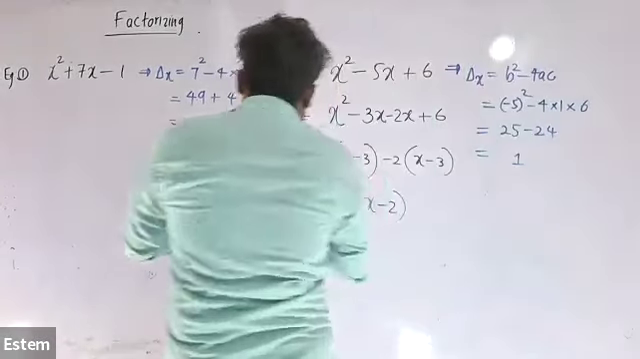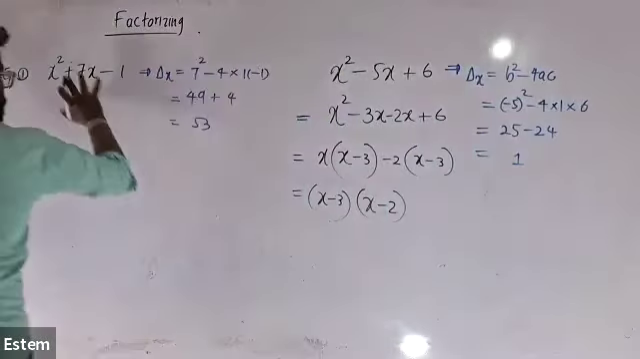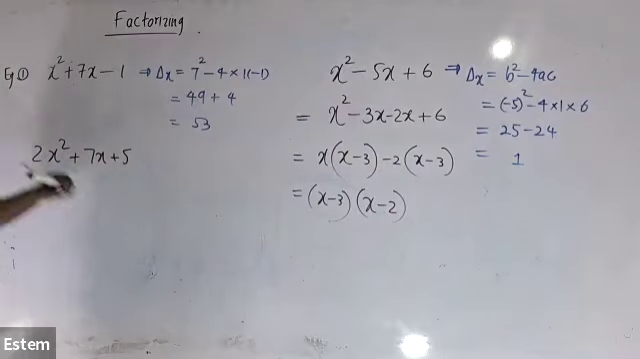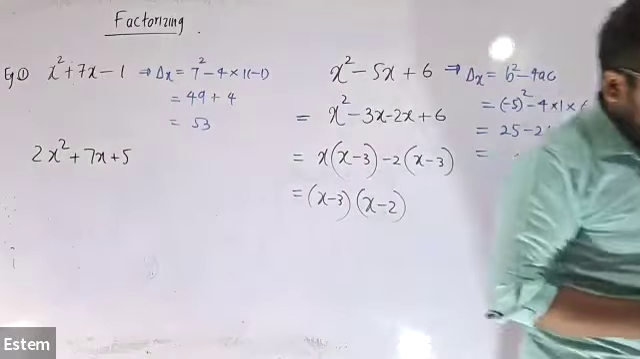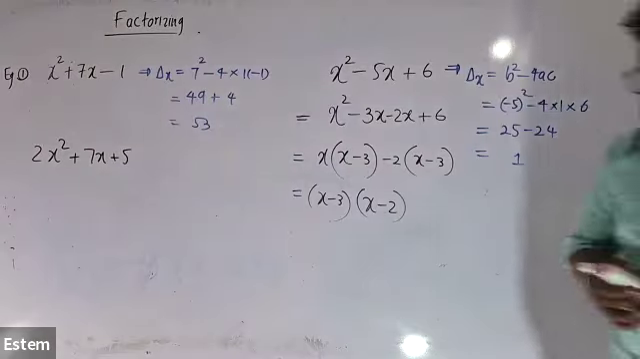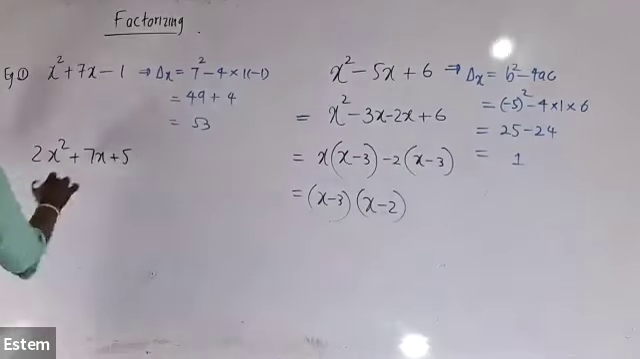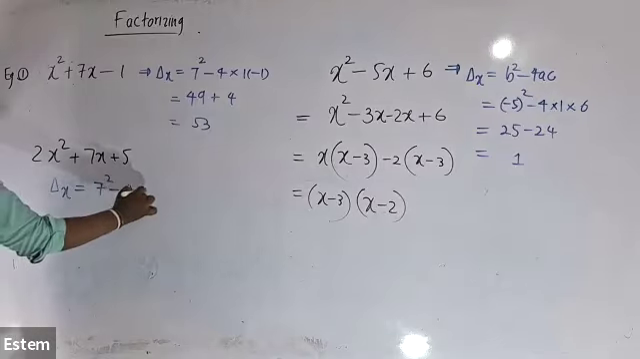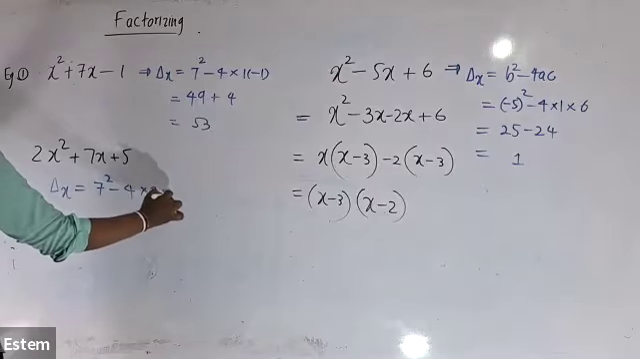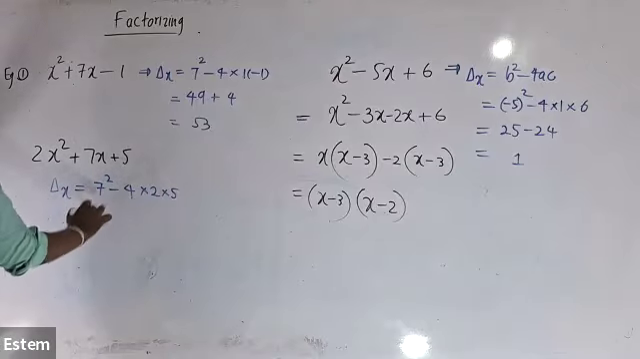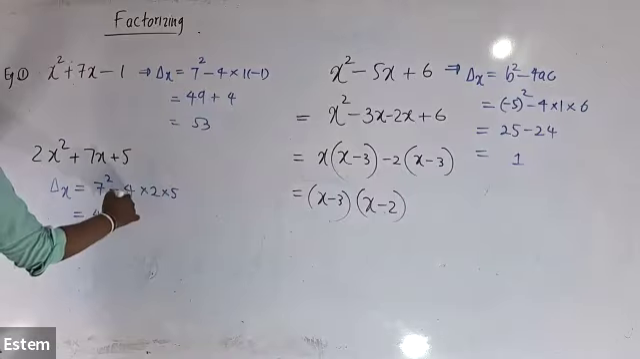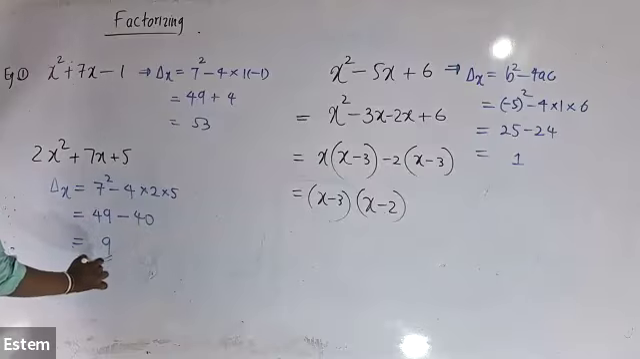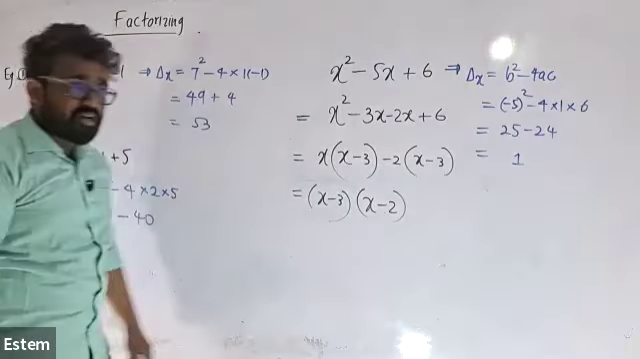Now check this. Don't write anything. 2x squared plus 7x plus 5. Now find the discriminant of this. What's the discriminant? b is 7, a is 2, and c is 5. 7 squared is 49. 4 into 2 is 8, 8 into 5 is 40. The discriminant is 9. See, the discriminant is 9.